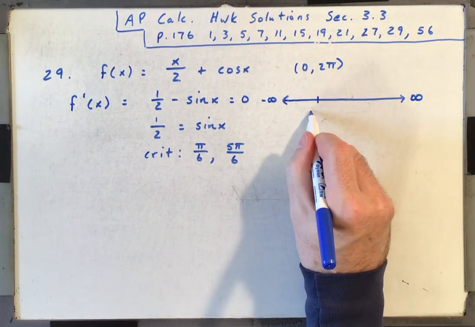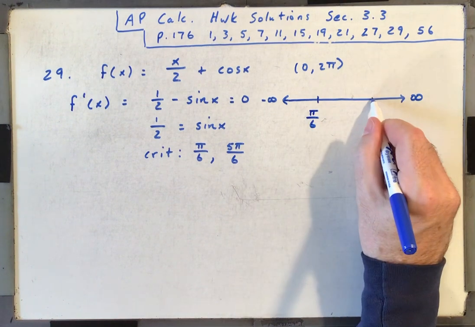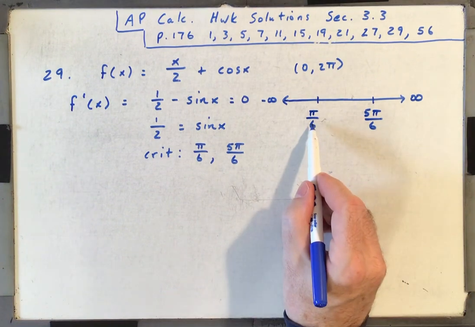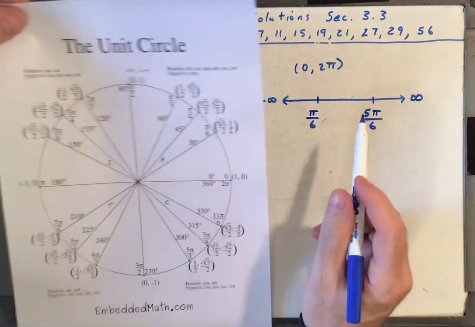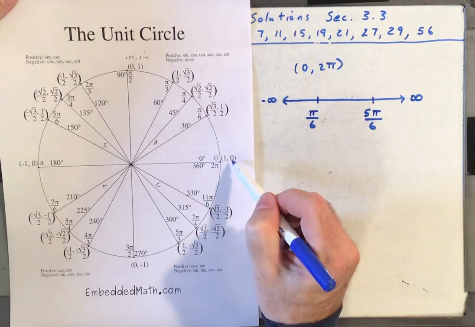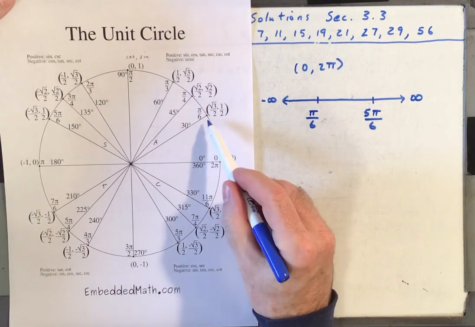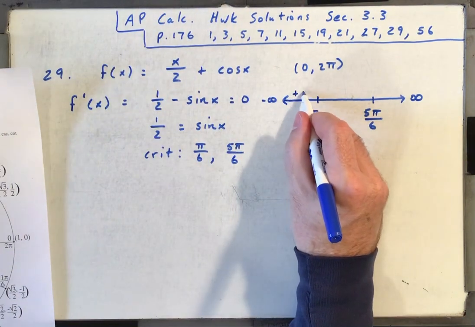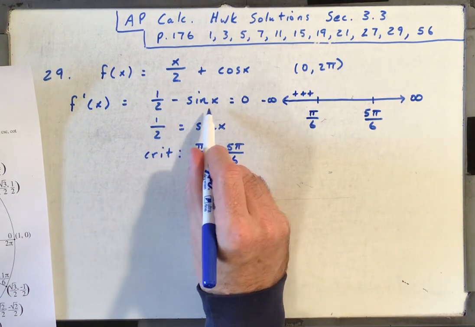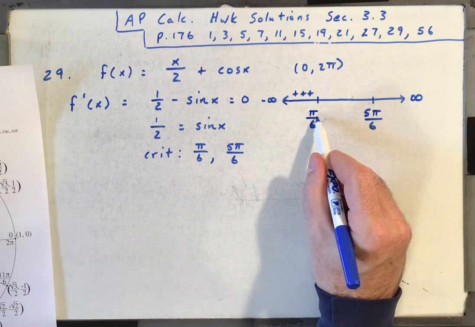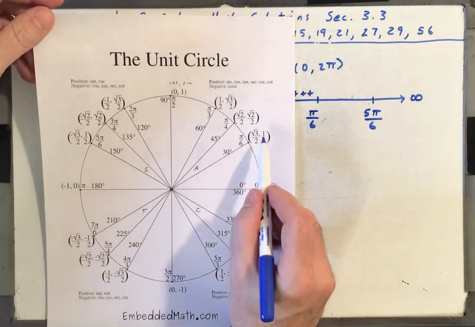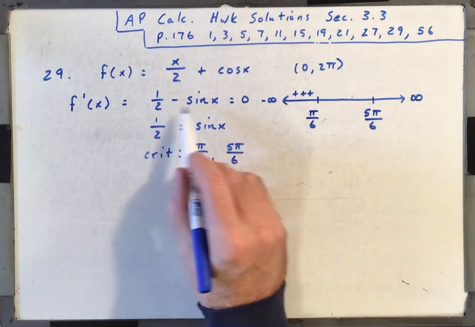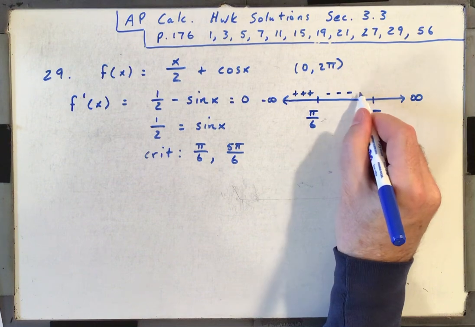And we would have pi over 6, 5 pi over 6. So to the left of pi over 6, if you look, sine goes down to 0 to the left of pi over 6. Then sine is less than 1/2, so it would be positive: 1/2 minus a smaller number. Then between pi over 6 and 5 pi over 6, sine is bigger than 1/2. Okay, so it would be 1/2 minus a bigger number, so it's negative.